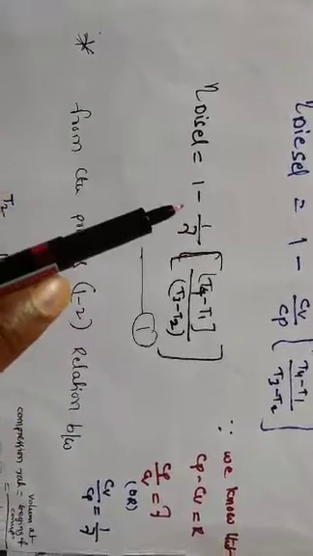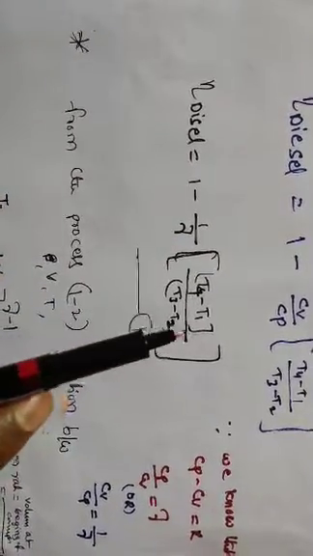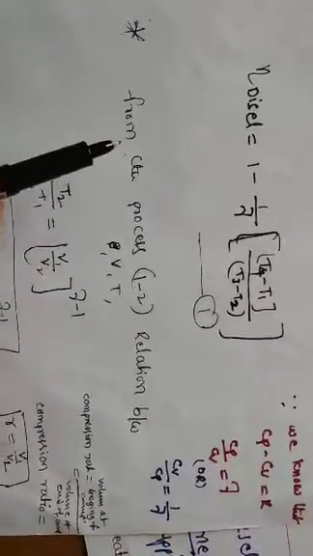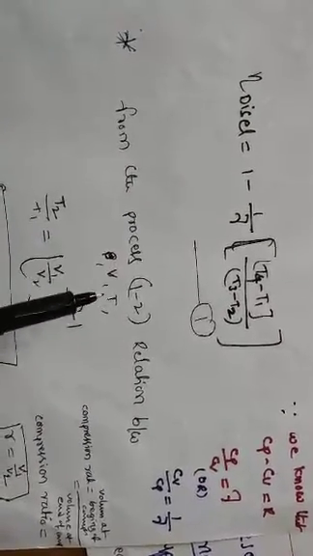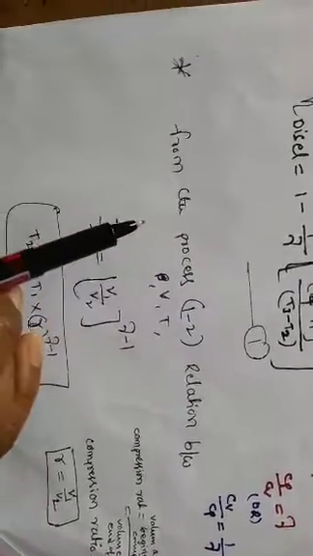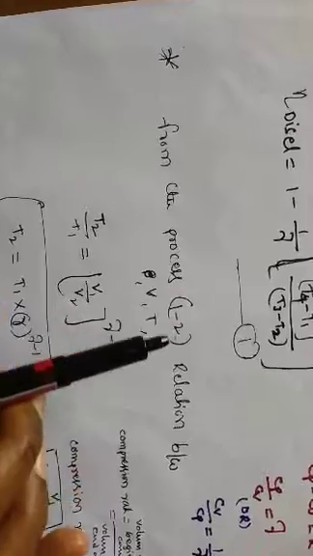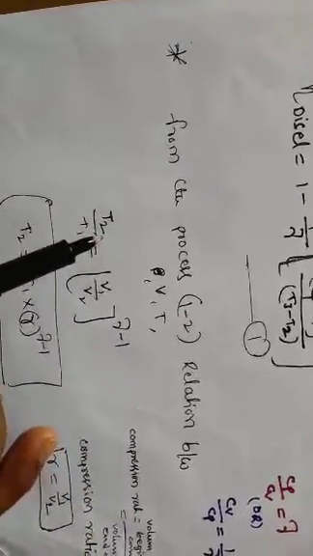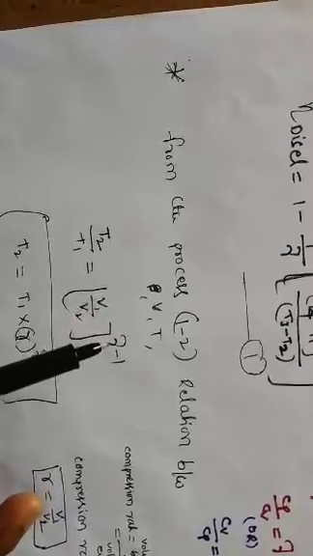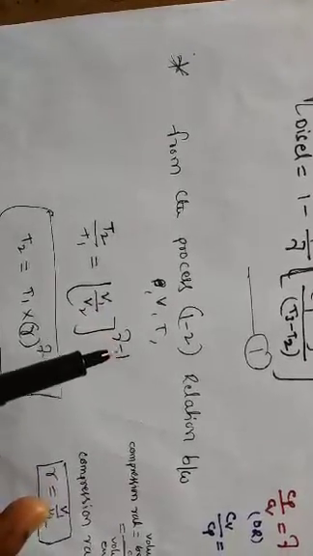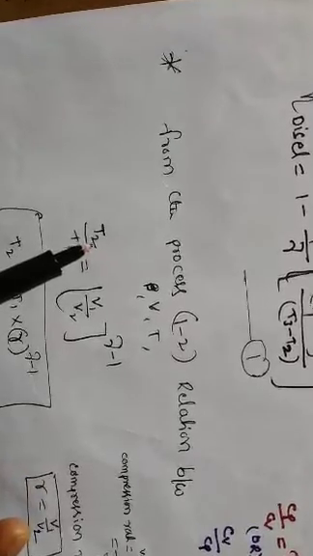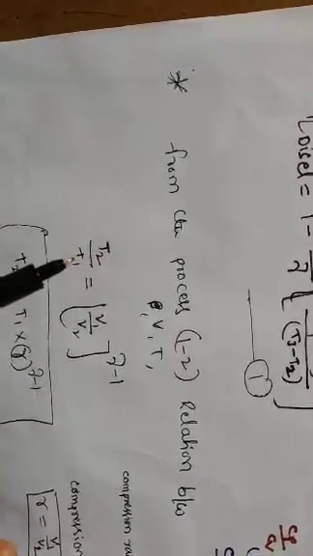And efficiency of the diesel cycle is equal to 1 minus 1 by gamma into (T4 minus T1) divided by (T3 minus T1). So already we have discussed the relationship between pressure, volume, temperature in the previous video. Once again, see, from the process 1 to 2, we can write T2 by T1 is equal to (V1 by V2) to the power of gamma minus 1. Okay, so in the 1 to 2 process, temperature T2 is higher than T1, that's why T2 by T1.